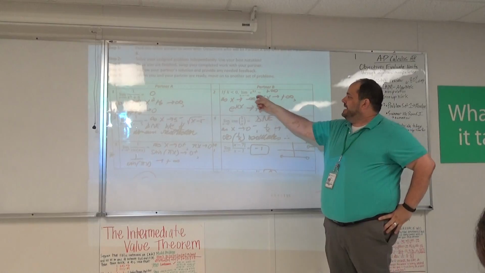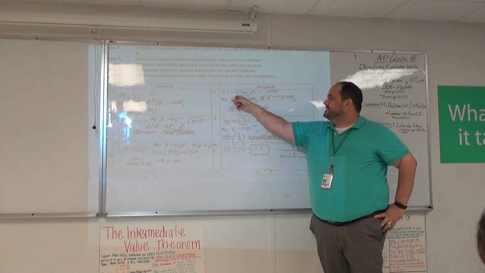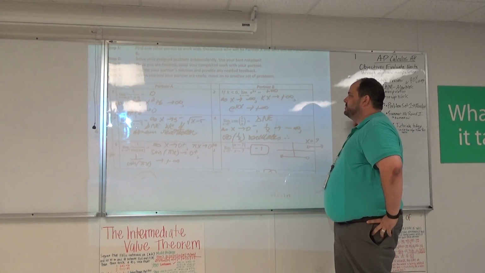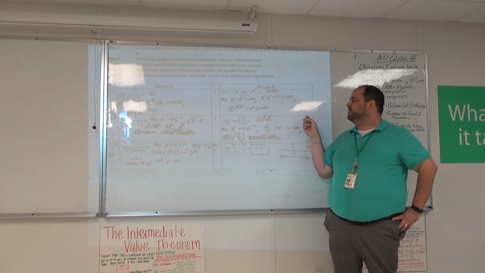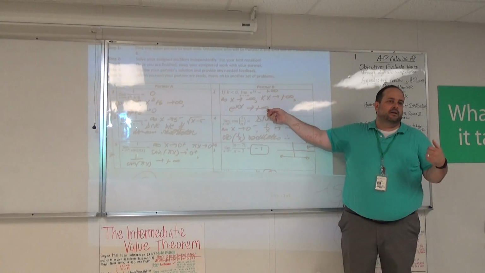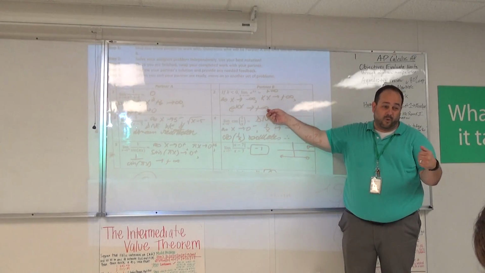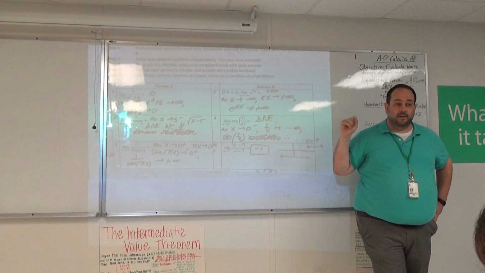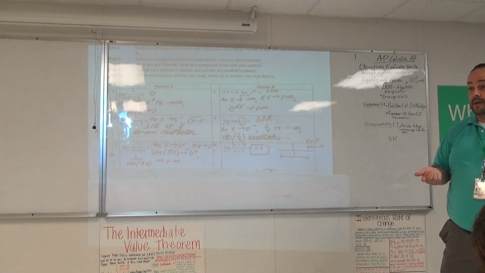Okay, number 2, e to the kx. Well, k is negative, so we're decreasing left to right. As x approaches negative infinity, the answer is going to be positive infinity. Or better than that, does not exist because of unbounded behavior.